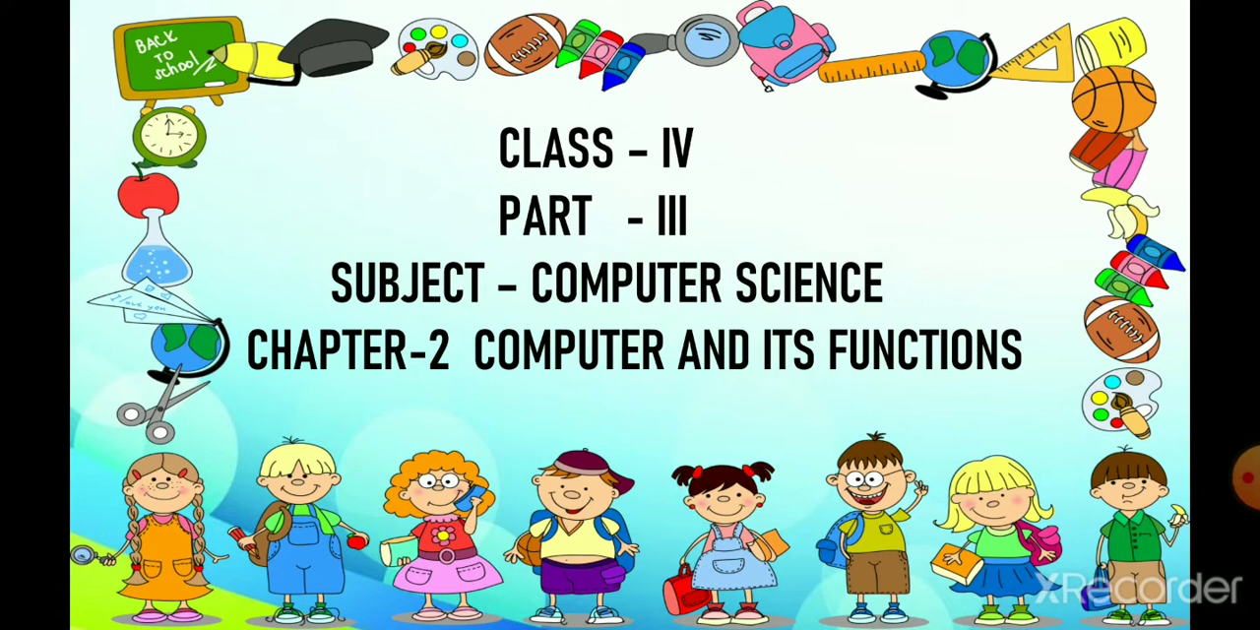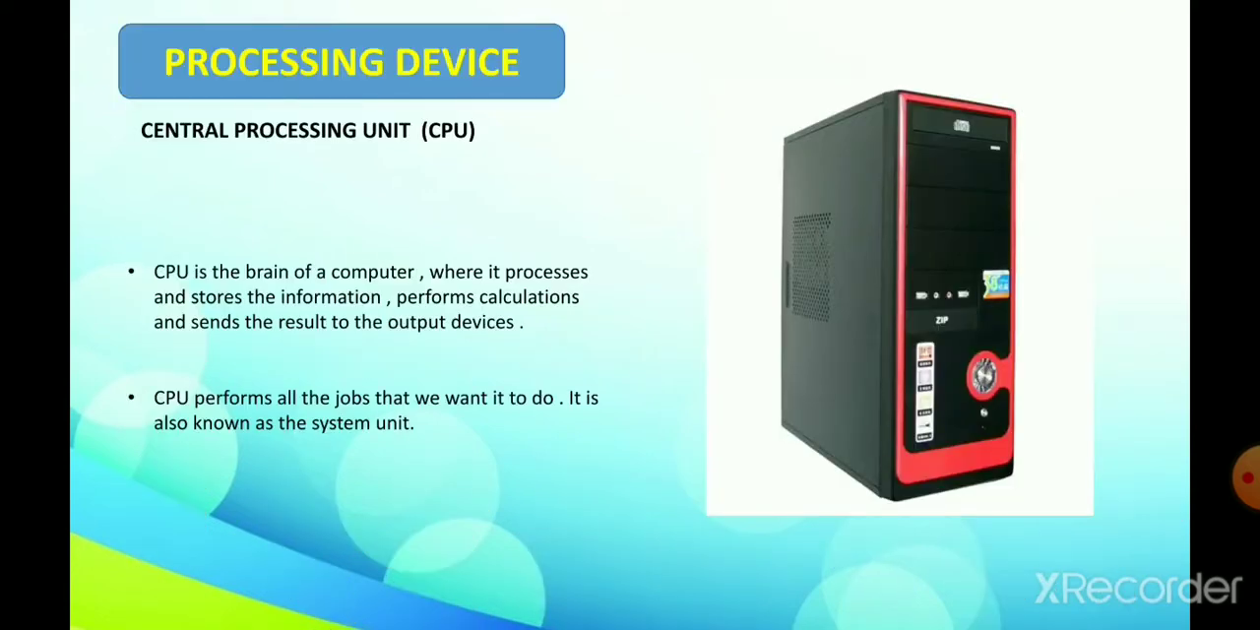Subject Computer Science, Chapter 2 Computer and its Function. In the previous video, we discussed computer system, components of a computer system, IPO cycle, input devices, and touch screen and touchpad. Now, today we are going to discuss about processing device. Processing device name is CPU, Central Processing Unit.